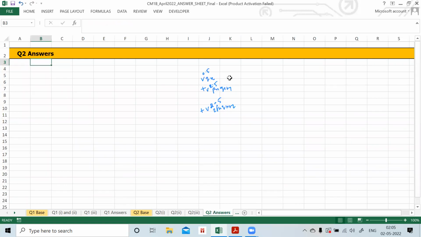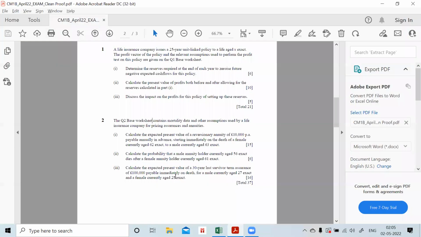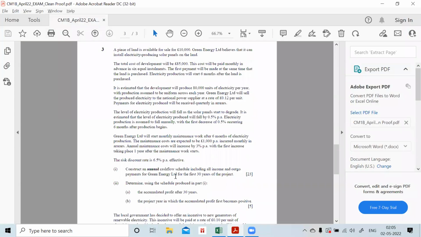And then we can populate the answers which we have calculated over here. Next, we have question 3. This was the most difficult or time-taking question for students, as they found out. This was not difficult, I would say, but it was time-taking, as all the payments were given in quarterlies or half-yearlies or monthlies, and they had to make an annual cash flow according to this. So let's just do this question part by part.